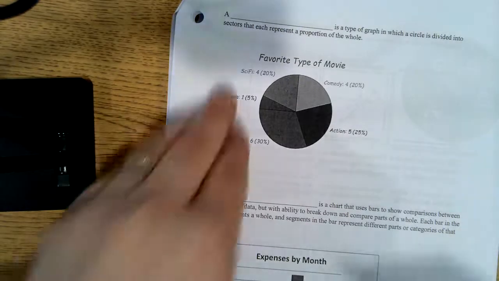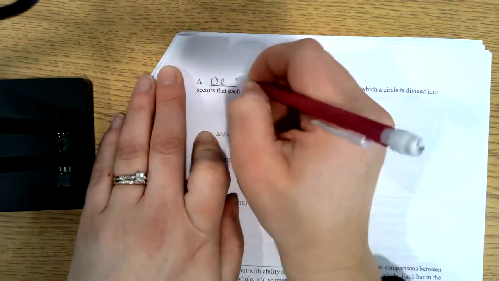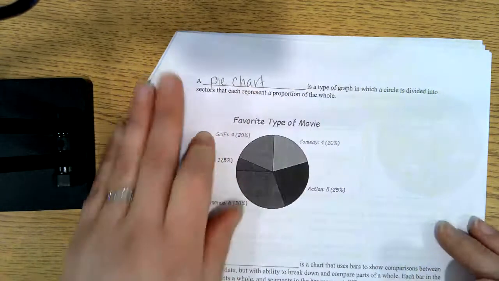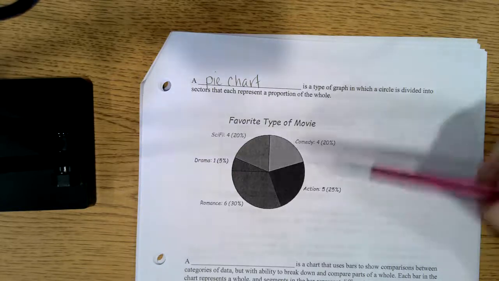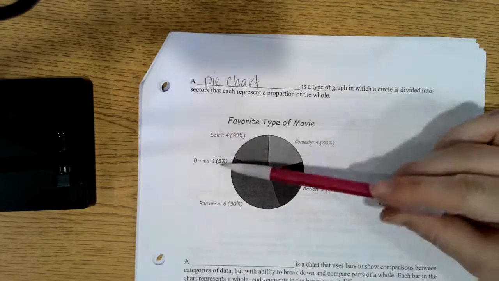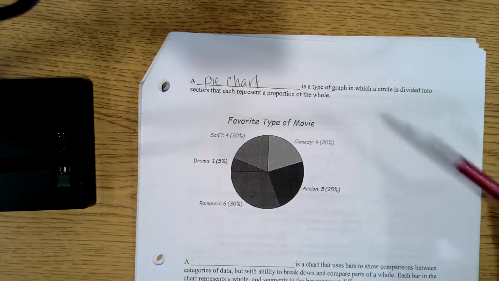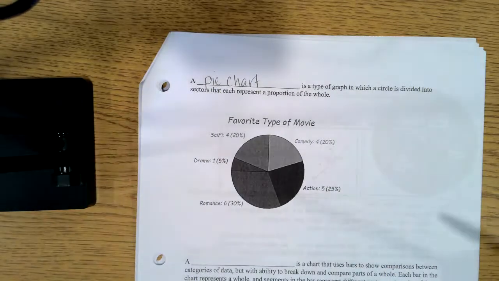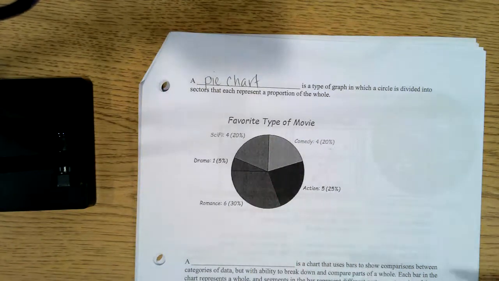A pie chart. Pie chart is a type of graph in which a circle is divided into sectors that represent a proportion of the whole. So you can see the different sections here. Favorite type of movie: 20% sci-fi, 5% drama, 30% romance, comedy 20%, and action 25%. So these percentages should all add up to 100.